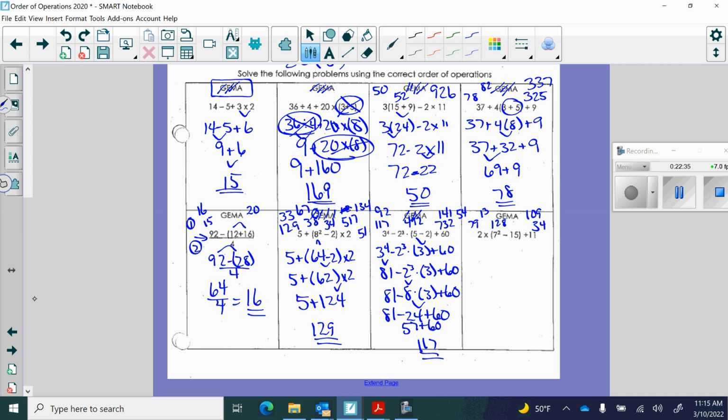Do I have any grouping symbols? Yes. Within the grouping symbol, I still follow GEMDAS, meaning I'm going to do this one first, so I rewrite everything else. 7 to the 2nd power is 49 minus 15 plus 11. I still have a grouping symbol, so I'm doing this one. 2 times 34 plus 11. Do I have any more groups? Any exponents? Any multiplication or division? Yes. 2 times 34 gets me 68 plus 11. Now I'm done with those, so just add those together and we get 79. Good job.